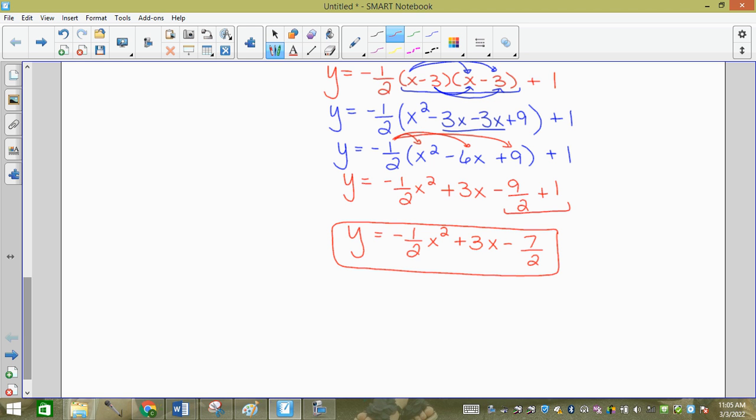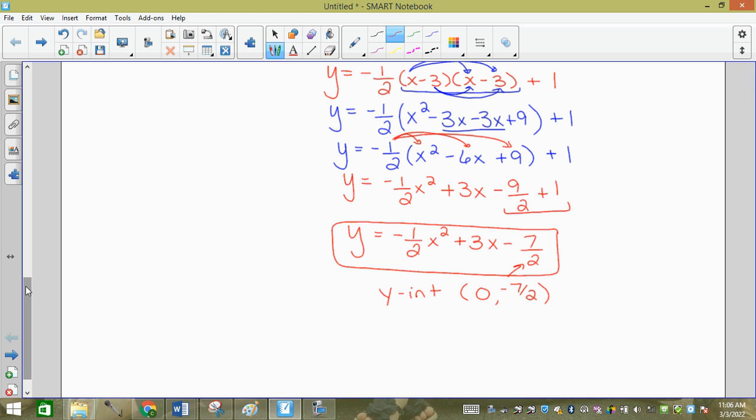What's my y-intercept at? 0 and negative 7 over 2. So that is your constant. Is this one concave up or concave down? Down. It still is. The graph was down when we started it, right?